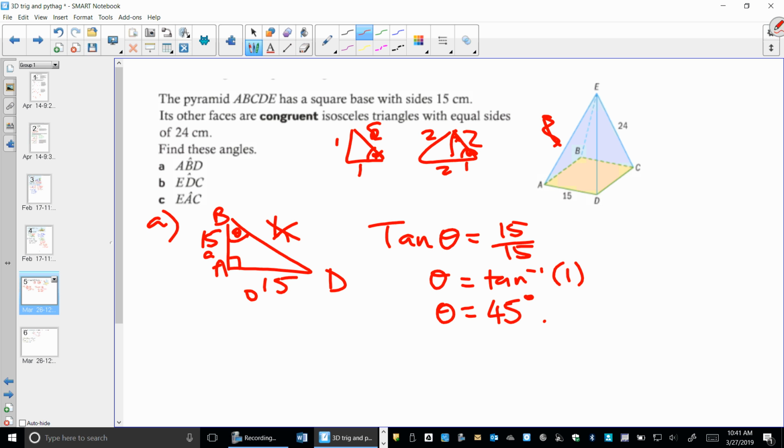So B, E, D, C. Now, this bad boy is not a right angle. Can we see that? Yes, we can. So ED, do we know like EG? Yes. What is it? 24. Nice. And we know obviously EC is also 24. And DC, do we know the length of that bad boy? 15. Oh, look at that, that's cheap. So EDC.